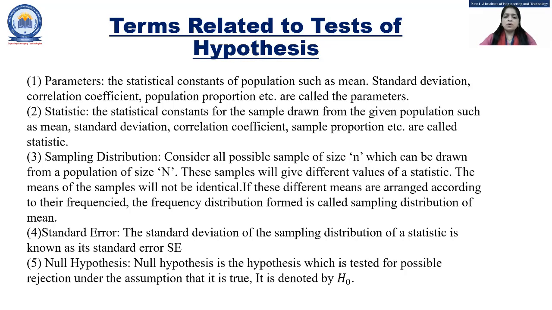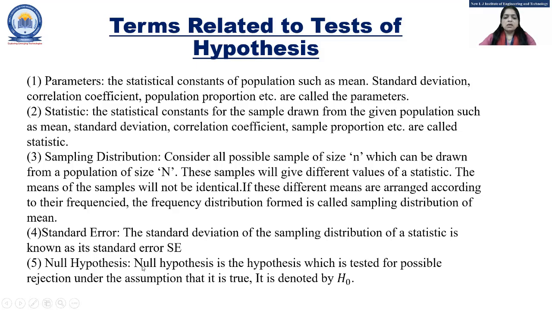What is sampling distribution? Consider all possible samples of size n which can be drawn from a population of size capital N. These samples will give different values of statistics. The means of the samples will not be identical. If these different means are arranged according to their frequency, the frequency distribution formed is called sampling distribution of mean. Standard error. The standard deviation of the sampling distribution of a statistic is known as its standard error.